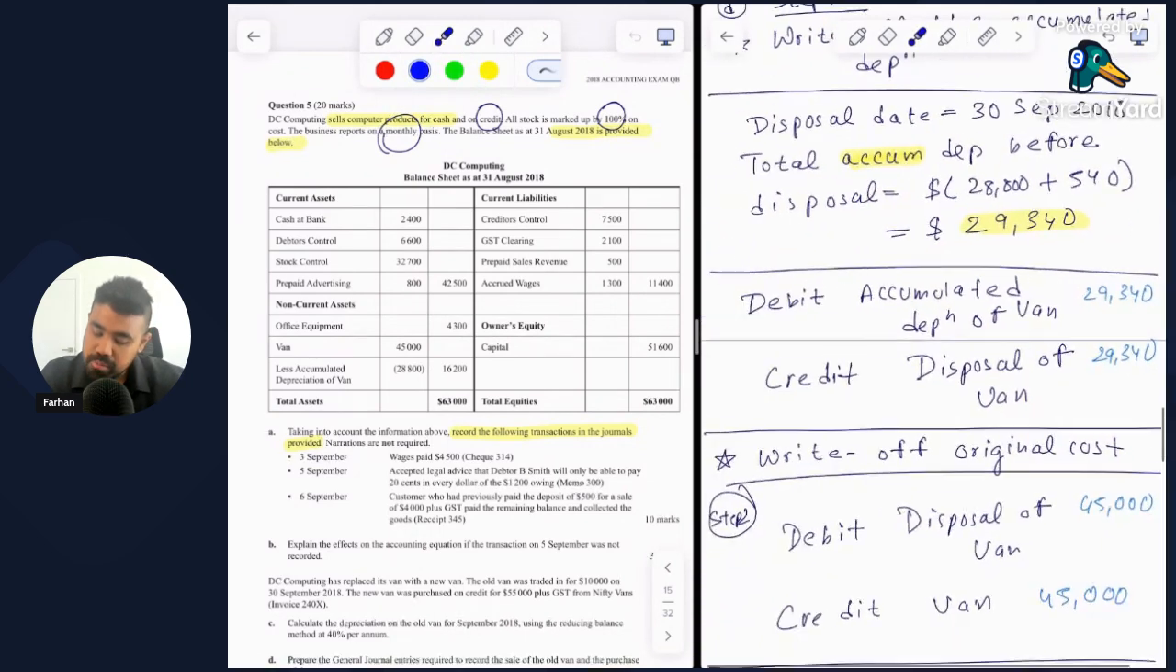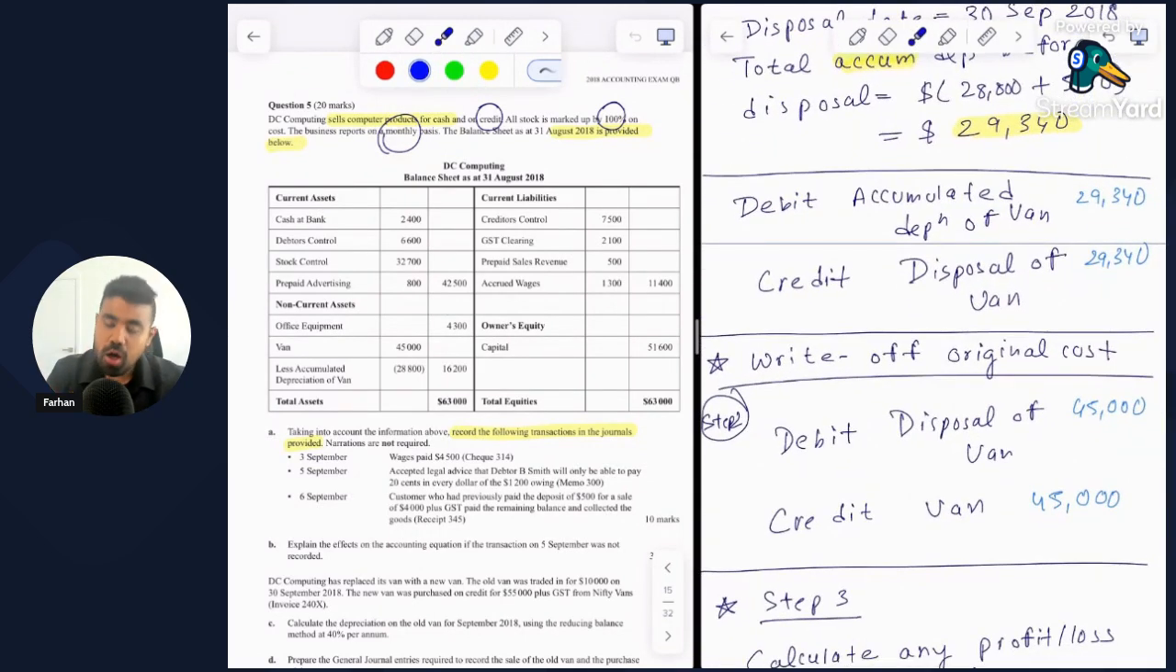In the next step, you need to write off or remove the original cost of the van from the books. The original cost of the van, as you can see under the non-current assets section, is $45,000. If you have to remove this cost now, the van is an asset, and by default, assets are always debited. So if you're removing this cost component, you have to reduce this asset for the van, which means you have to credit the asset.